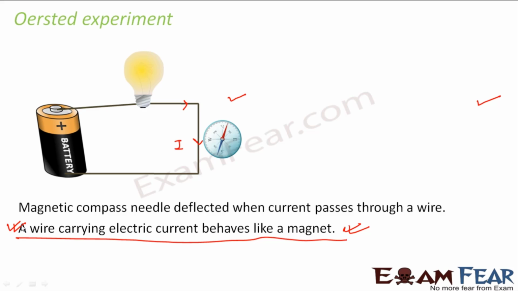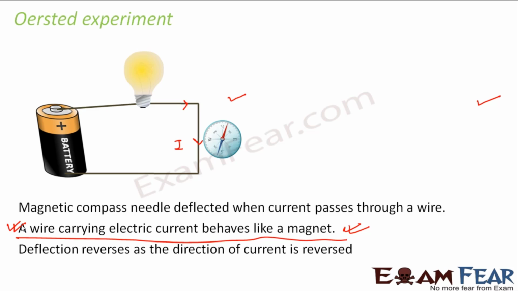So this was a very simple experiment performed by Oersted, right? He took a circuit where electric current was flowing, and then he took a magnetic compass needle and saw that it showed deflection. He changed its distance, he found that the deflection varied. Similarly, he increased or decreased the amount of current and again found that the deflection varied. So with this, he concluded that a wire carrying electric current behaves like a magnet.